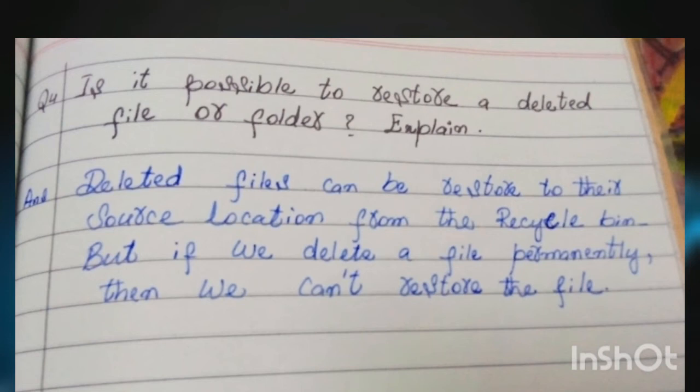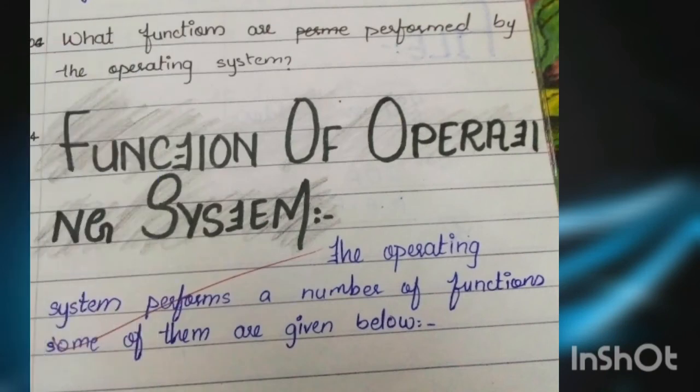Okay, now question number 4. Is it always possible to restore a deleted file or folder? Explain. Answer is also showing on your screen. I am reading it. Deleted files can be restored to their source location from the recycle bin. Full stop. But if we delete a file permanently, comma, then we can't restore the file. Full stop. This answer is not in your book, so you can also take a screenshot of this answer.